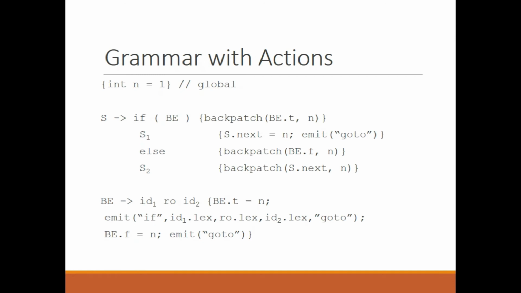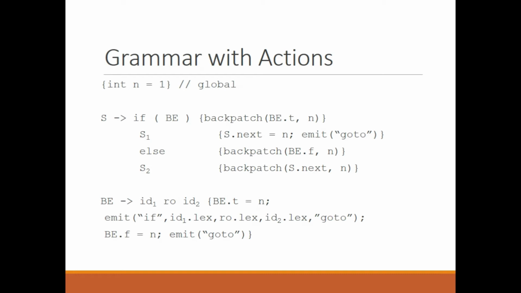Here in this slide, we have a grammar with actions. So let's take a look at this line by line. First, we have a global variable n, which has been initialized to 1. Next, we have an if statement, and there is a branch equals instruction enclosed inside the bracket. And after that, there is a backpatch function.